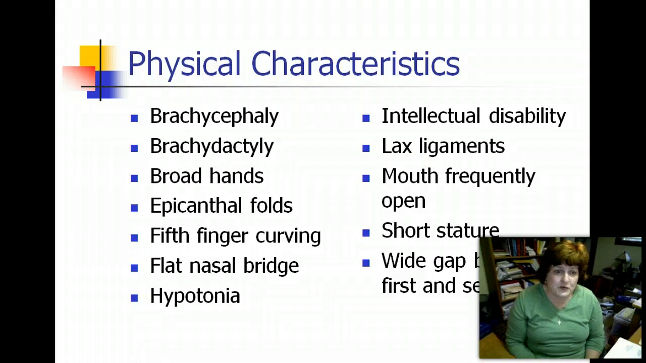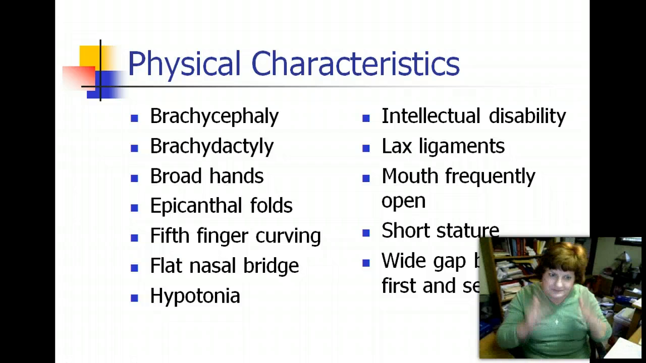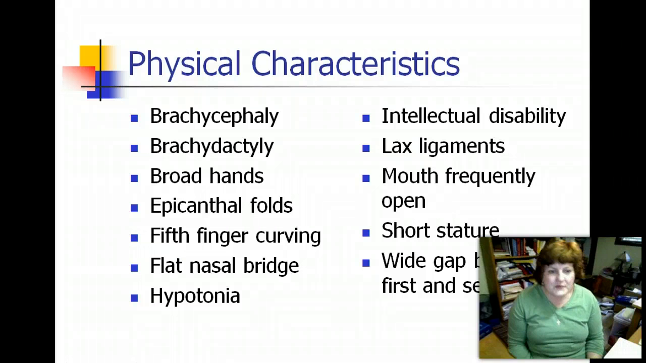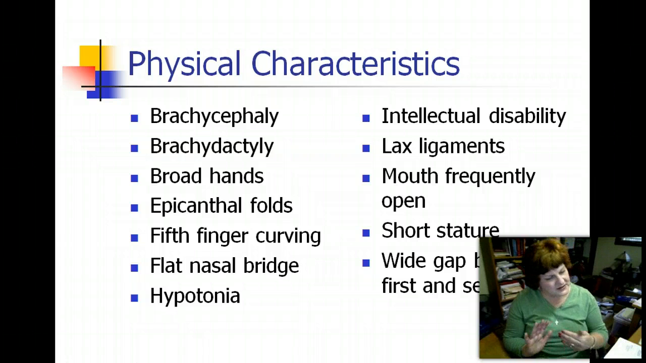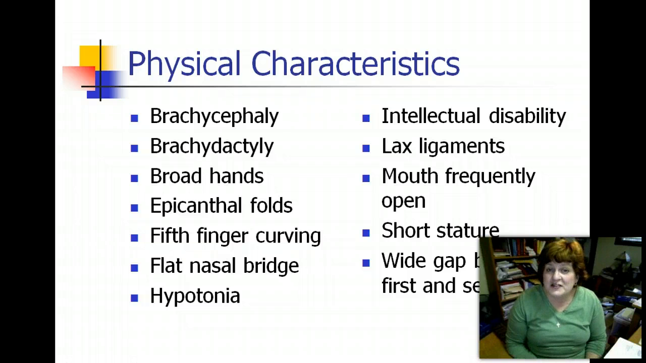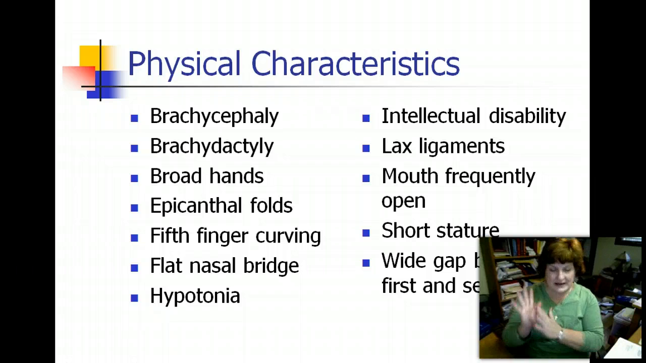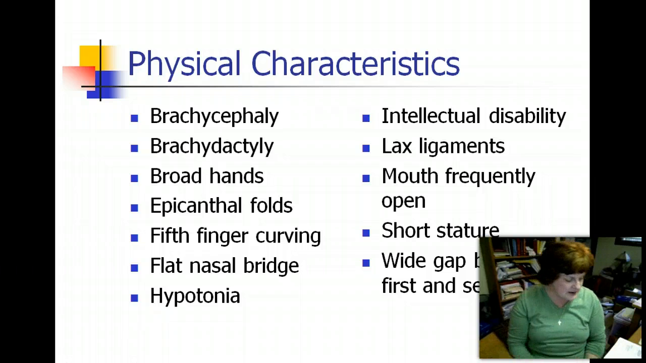Some of the physical characteristics of Down syndrome include brachycephaly. That's when they have a very short, very broad head. Okay. Some of the other features involve the hands. Fifth finger curving is called clinodactyly. So if you do see that. Also, as far as the hands, one of the things that we used to call a simian crease, which is not politically correct anymore, is now called the single palmar crease. And again, they're very pronounced in the children with the disorder. And again, they go through the hand in that manner.